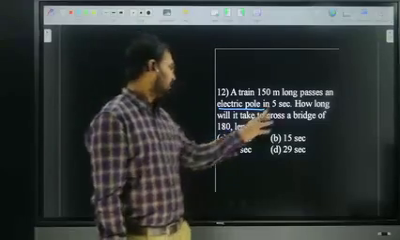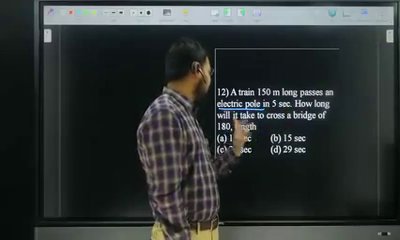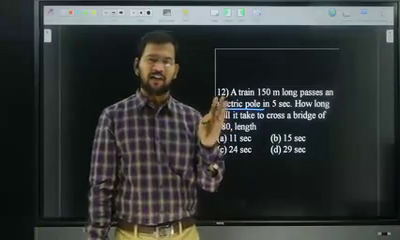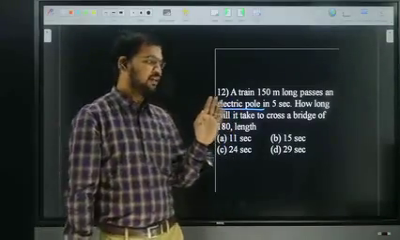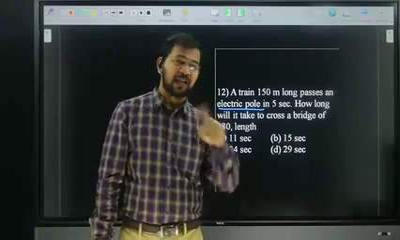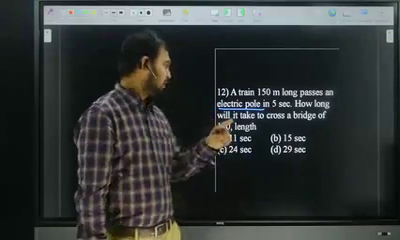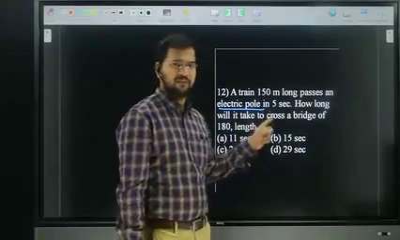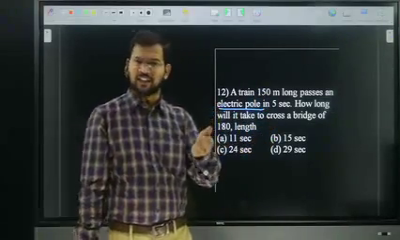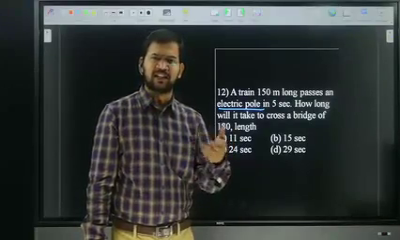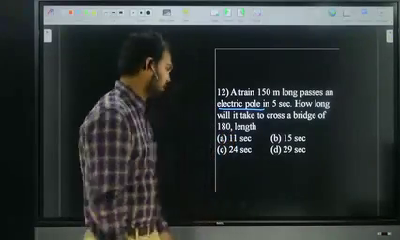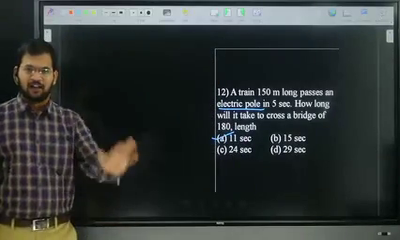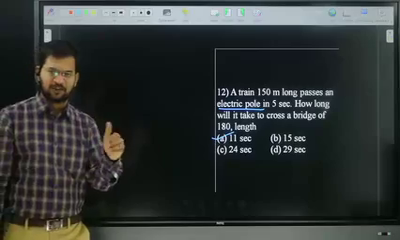The same train, how long will it take to cross a bridge of 180 meters? Whenever a train is crossing a bridge, the distance is the length of the bridge plus the length of the train together, 180 plus 150, 330. Total distance is 330. Speed of the train is 30. 330 by 30, 11 seconds it will take. Your answer is 11 seconds. Straight away we are going to attack. Are you comfortable now?